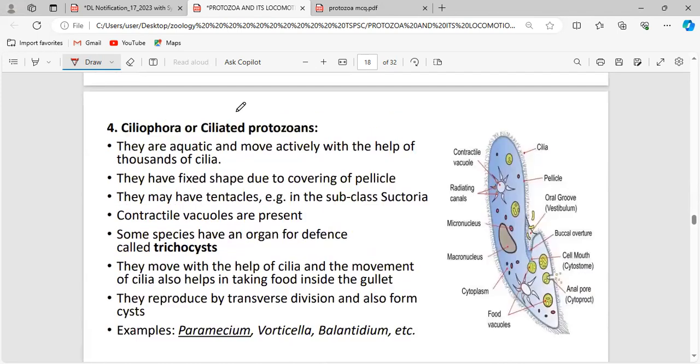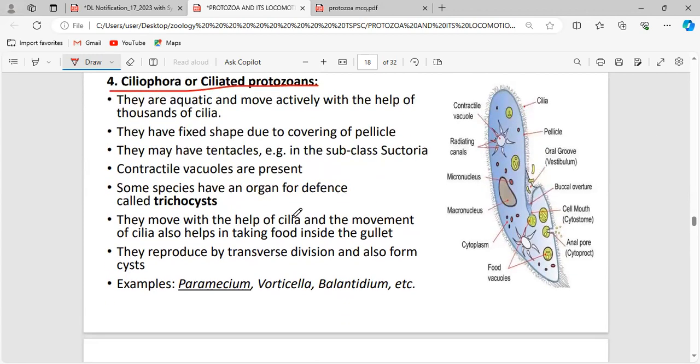Definitely. Ciliophora are ciliated protozoans. The best examples are Paramecium, Vorticella, and Balantidium. Whether or not you remember the other examples, just remember Paramecium at least.